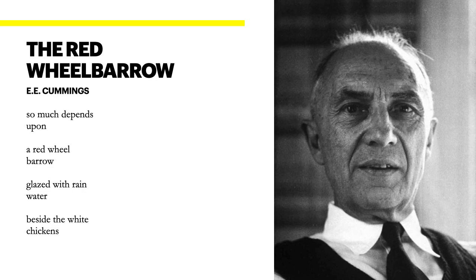The Red Wheelbarrow. So much depends upon a red wheelbarrow glazed with rainwater beside the white chickens. Now, this seems like such a simple poem, except that we've been studying it for 70 years, and we're still coming up with new interpretations of this poem all the time. So you might look at it and go, well, I could write that, but could you write it with as much depth as E. E. Cummings has? Would you think to use a word, for example, like glazed? Would you think to start the poem with so much depends upon?